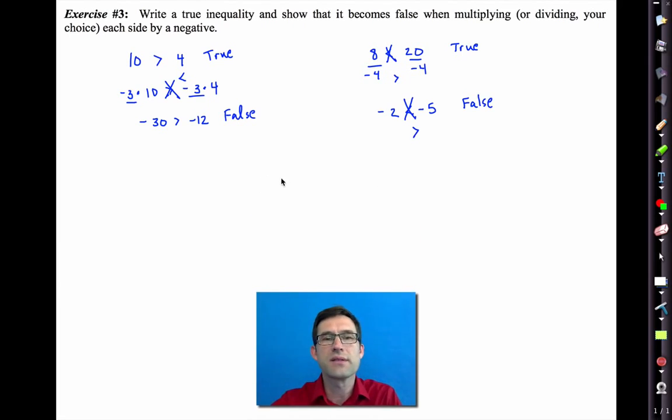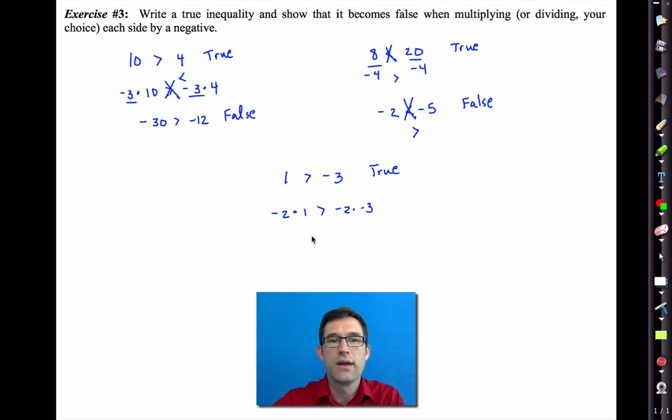Watch this. Let's say that we have 1 is greater than negative 3. Let's say I multiply both sides of that inequality by negative 2. Right? It's definitely true. Weird, but true. Right? And then I'd get negative 2 is greater than 6, and that's definitely false.